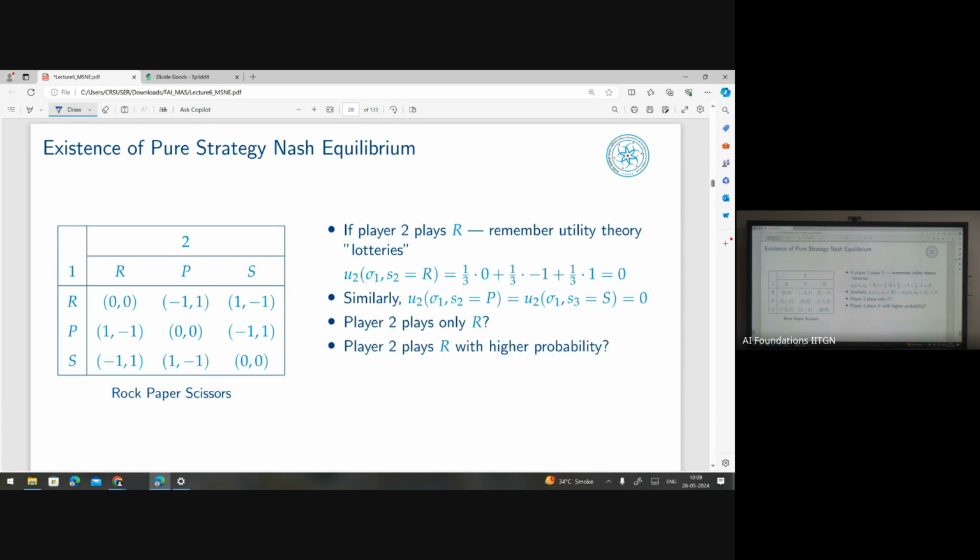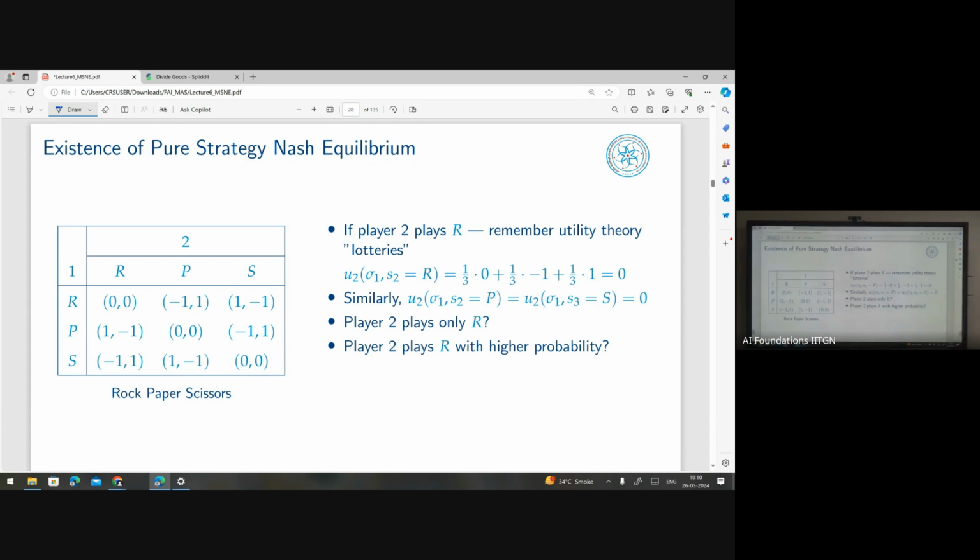What if player 2 plays R not with 100% probability, but with some higher probability? Let's say 51 percent, or 50 point something percent. What will player 1 do? Even if you assign it slightly higher, it's always beneficial for player 1 to stick to some strategy, if player 2 sticks to one of them.